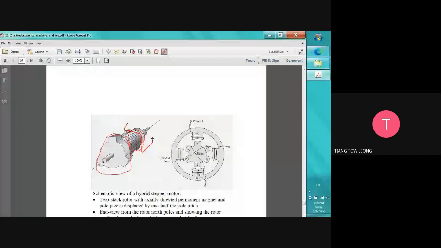Hybrid means campuran. The reluctance and permanent magnet, which means maybe one part has permanent magnet, the other part has no permanent magnet. This is hybrid, but it's a stepper motor. For example, here, this one has no permanent magnet, this one with permanent magnet, and then the end has no permanent magnet. Stepper motor. So schematic view of the hybrid stepper motor, two-stack rotor with axially directed permanent magnet. Okay, this one I don't need to study. I just want to tell you that we have a hybrid motor.